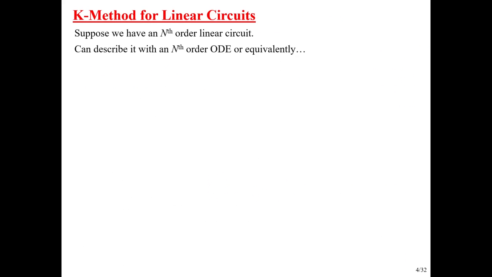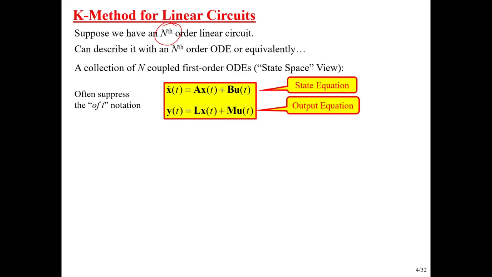Suppose we've got some nth order linear circuit. So nth order means there are n capacitors and/or inductors in there that can't be reduced to some smaller number of equivalent capacitors and inductors. So that means we've got an nth order ordinary differential equation that would model this circuit, or equivalently a collection of n first order ODEs that are coupled, and that is our state space view, and we write it in matrix form.